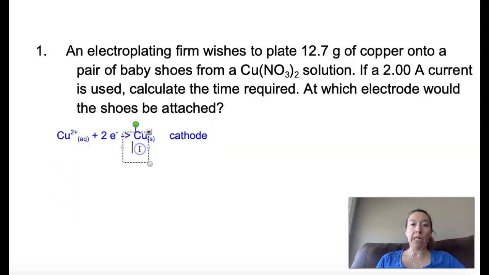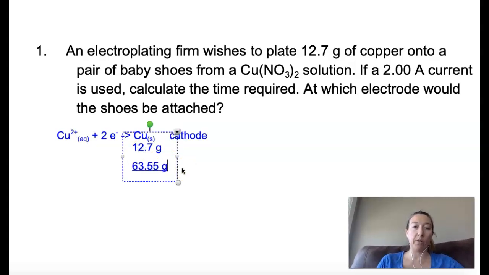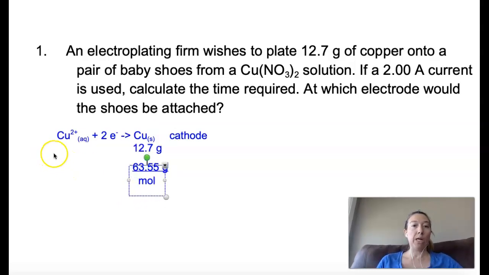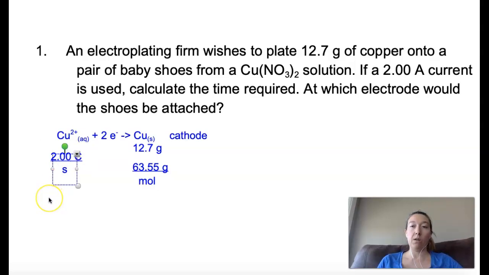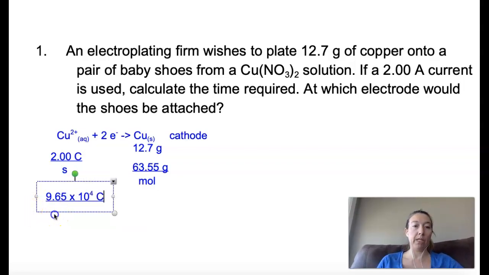So what do we need to plate? We need to plate 12.7 grams of copper. The molar mass of copper, because I have a mass of it, is 63.55 grams per mole. What else do we have? We have been given the current, so we know that we have 2 amps. We'll write that as 2 coulombs per second. And then the only other thing we really have would be Faraday's constant, which is 9.65 times 10 to the 4 coulombs per mole of electrons.